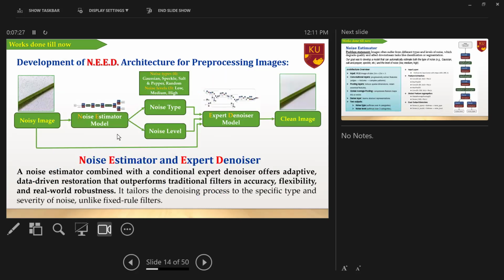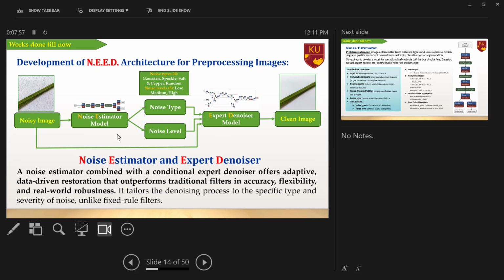So this is the NEED architecture for pre-processing images. In this NEED architecture, we have the noisy image and one noise estimator model. That noise estimator model will estimate what type of noise is in the noisy image, and also the level of noise in the noisy image. The output from the noise estimator model will be provided to the expert denoiser model.